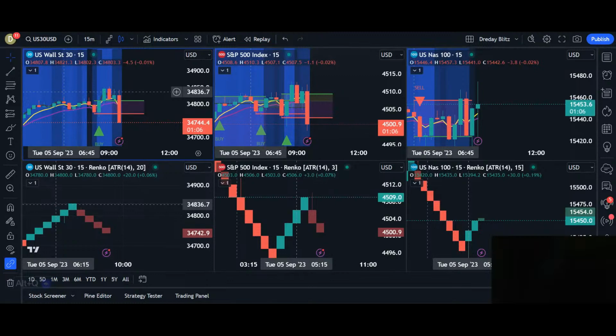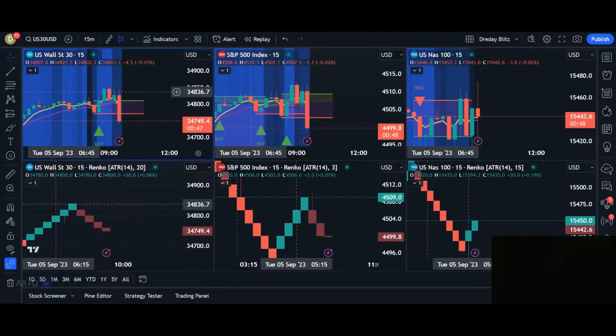And eventually I will be coding everything all together, so the Renkos on top of the candlesticks to filter out my entries. That way I know exactly that the entries that I have are really filtered out. This setup that I'm using is the way that I've traded for basically the last 10 years. I started trading in 2014.